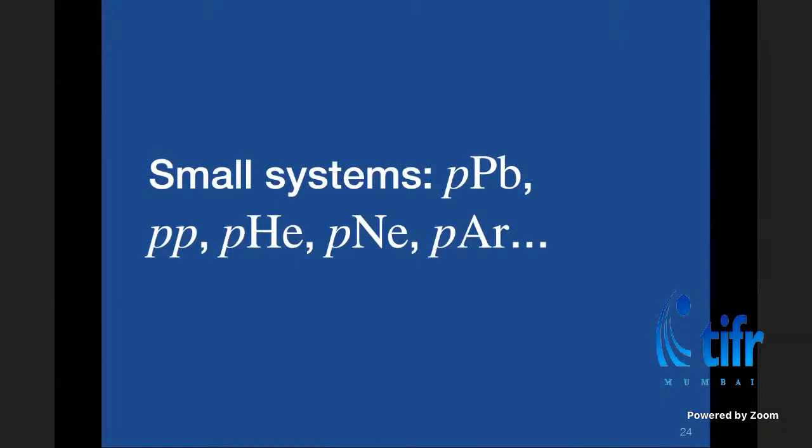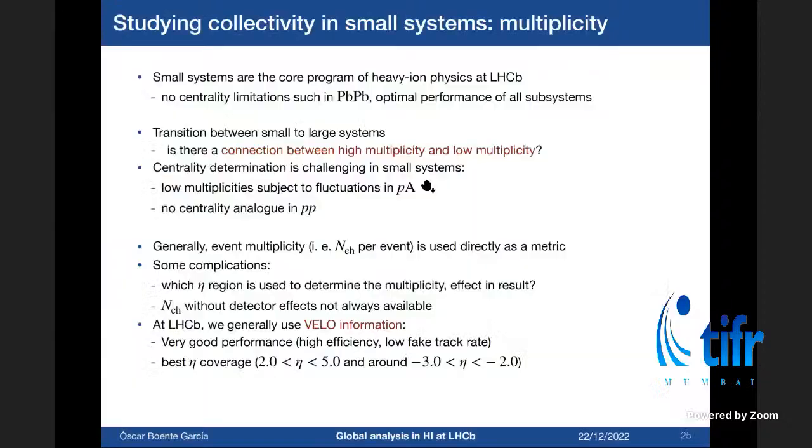So that's all I have about large ion systems, and now I will talk more about small systems, which in the case of LHCb are quite a variety. First, as I said, small systems are the core program of heavy ion collisions at LHCb. The reason is that we don't have any limitations in the centrality reach as we have for lead-lead, and all our subsystems perform optimally.